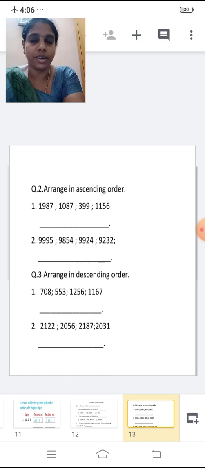Ascending order, what is ascending order? Arranging the numbers from smaller to bigger. And descending order, arranging the numbers from bigger to smaller. Yes?